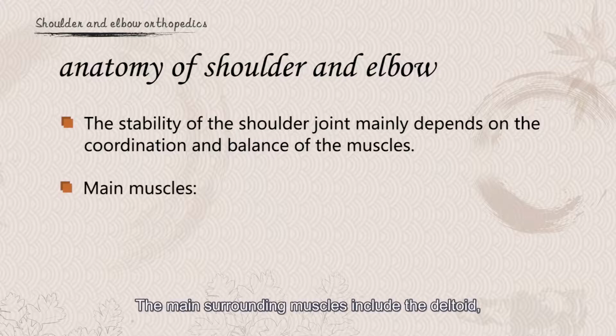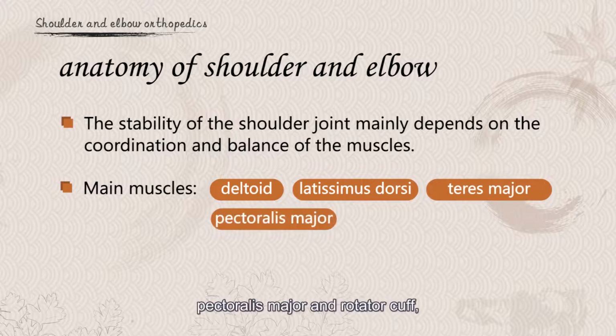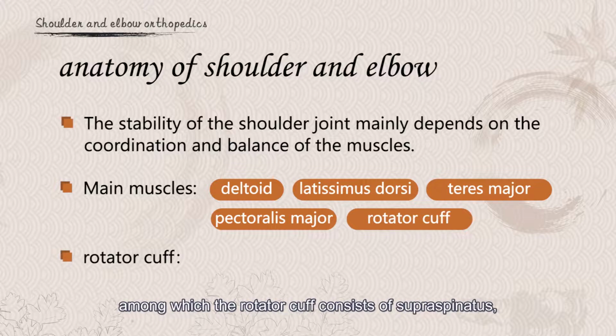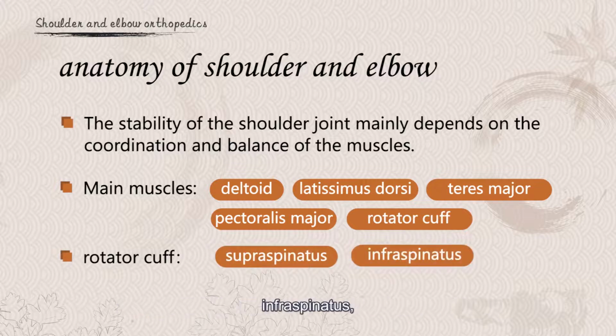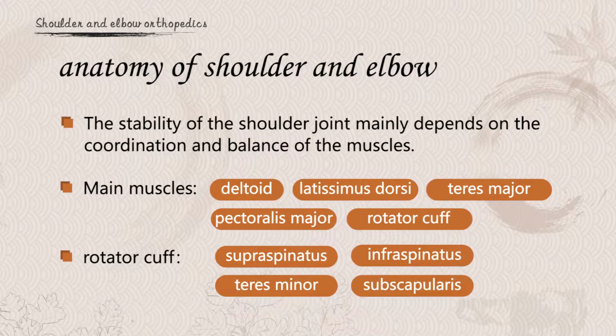The main surrounding muscles include the deltoid, latissimus dorsi, teres major, pectoralis major, and rotator cuff, among which the rotator cuff consists of the supraspinatus, infraspinatus, teres minor, and subscapularis.